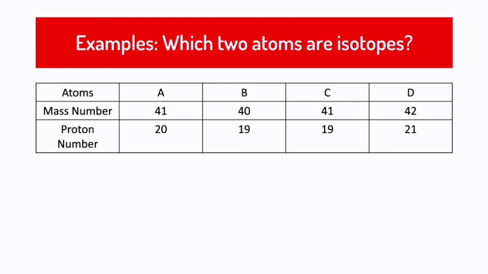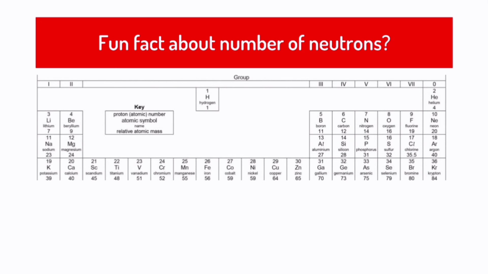If you look at this table, you will realize there are 4 atoms A, B, C, and D. But isotopes are same number of protons but different number of neutrons. So isotopes B and C have the same proton number of 19. So they are isotopes.